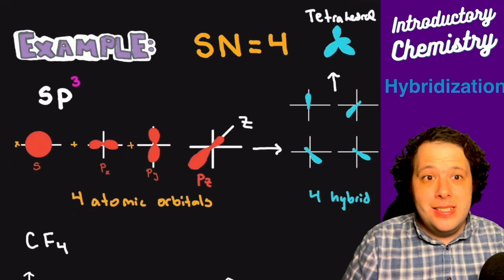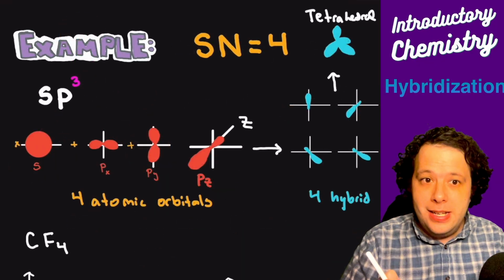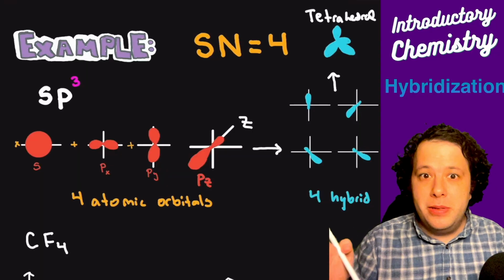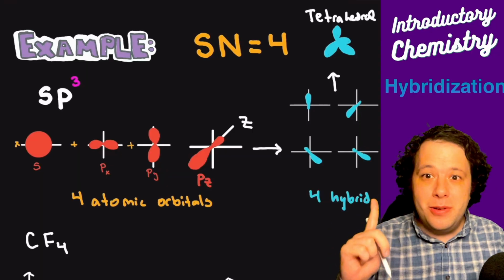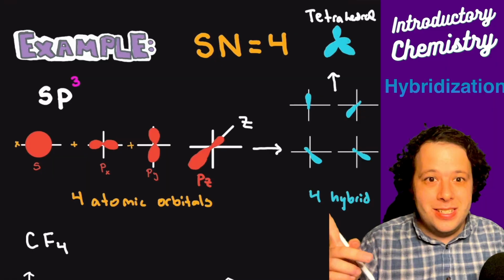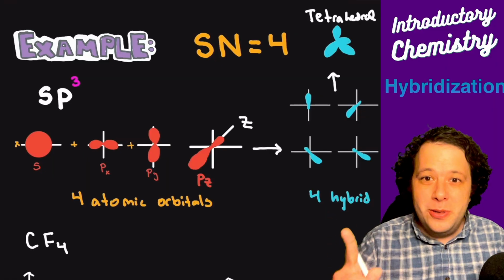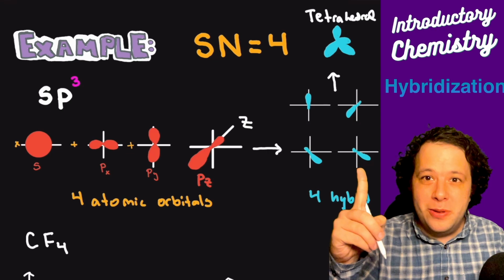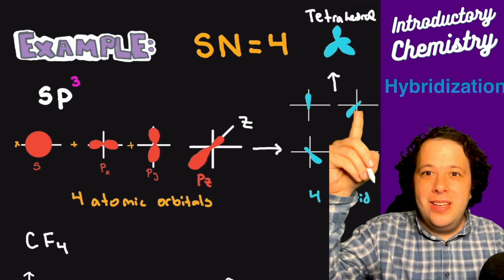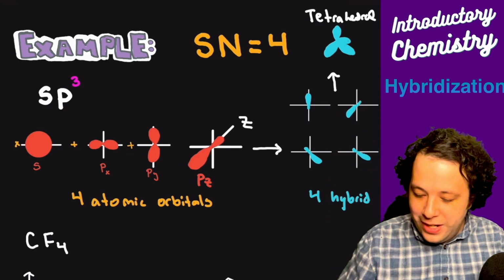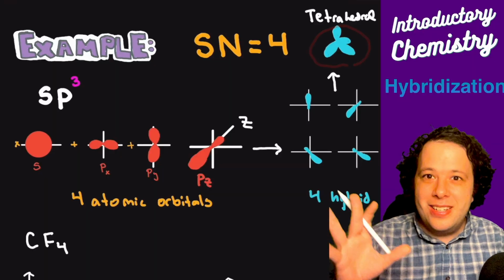All right, Sn is equal to 4. This is when we're going to add an S plus a P plus a P plus a P orbital. So you have 25% S and 75% P character here. The 4 atomic orbitals are going to come out as 4 hybrid orbitals, and you're going to add all of them together to make a tetrahedral shape.